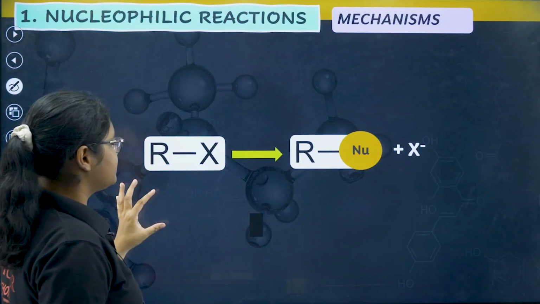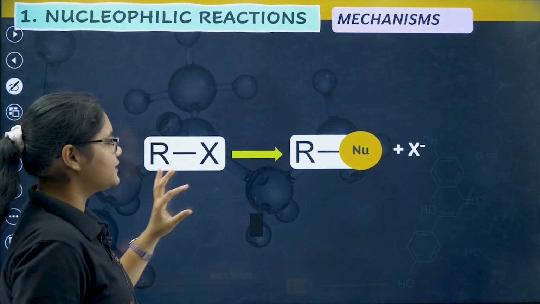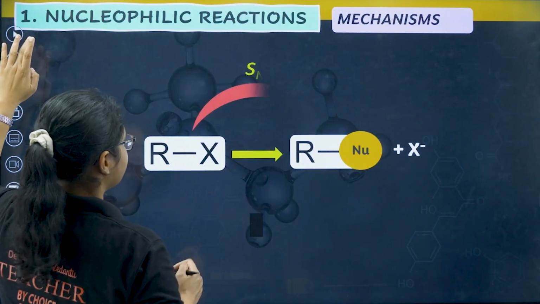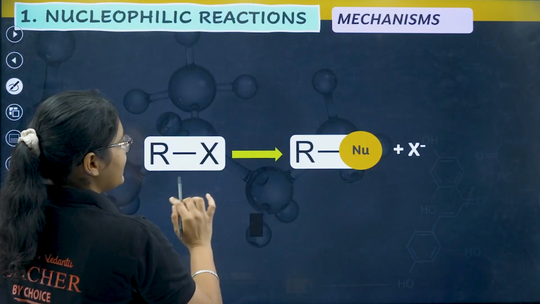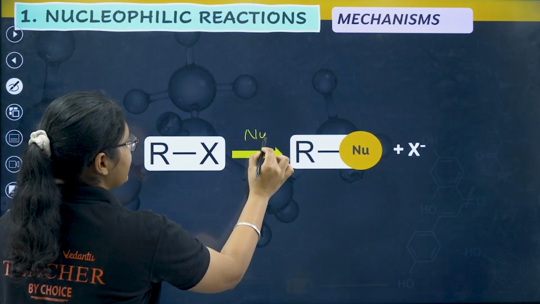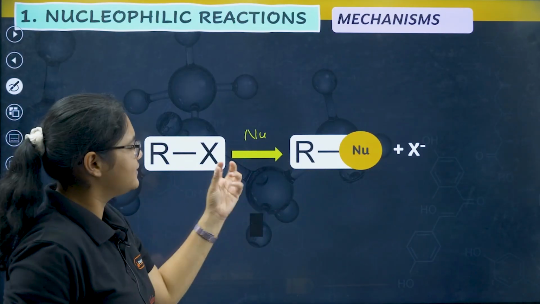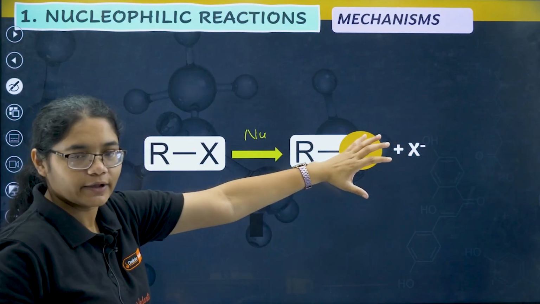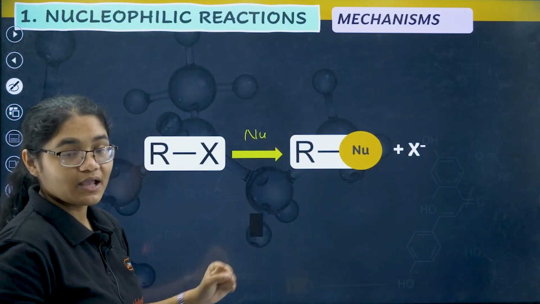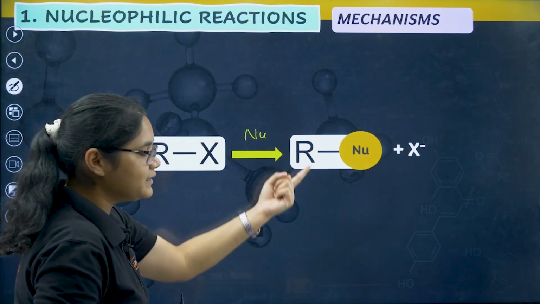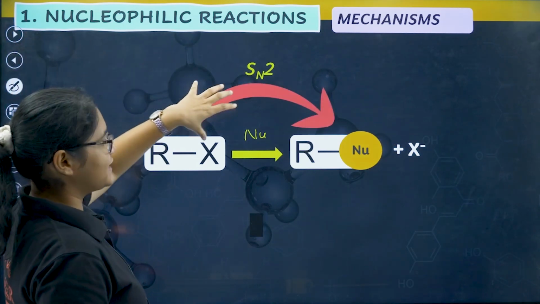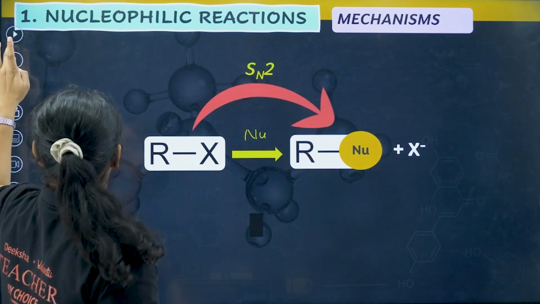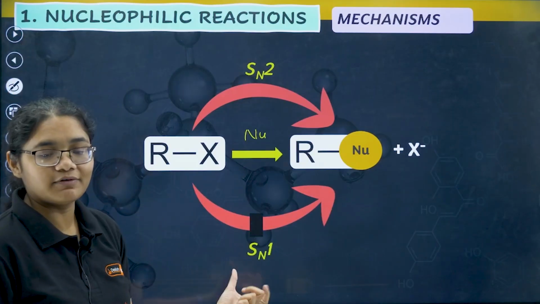Now we have understood that when I have an RX and there is a nucleophile, it gets converted to RNu and this X minus is left out, or removed from this compound. But for this to happen, there are 2 processes. The first one is called the SN2 mechanism and the second one is called the SN1 mechanism.